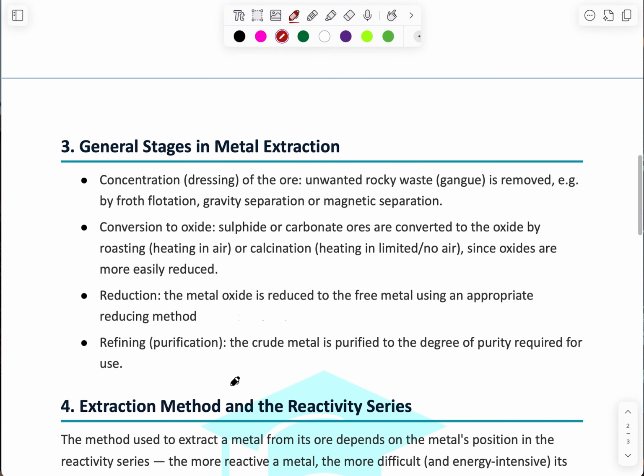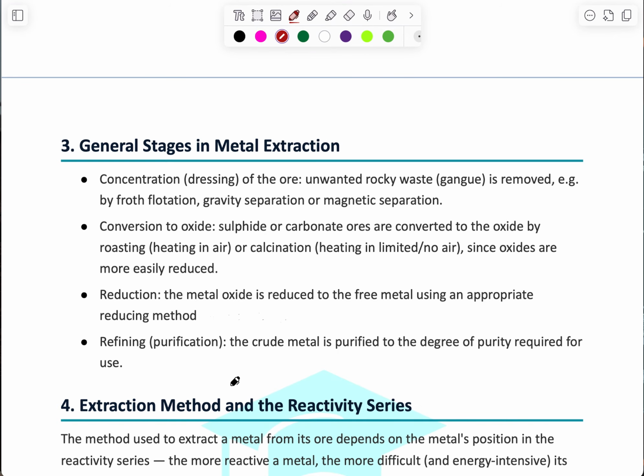Let's go further. So what are the stages that are involved in metal extraction? The first one is the concentration. So what is that actually? Because like I said, they are probably buried in the earth somewhere, or they are in the ocean. So you remove rocky waste. You can do it by flotation, so that all those sandy materials can separate from them, or gravity separation, or magnetic separation.